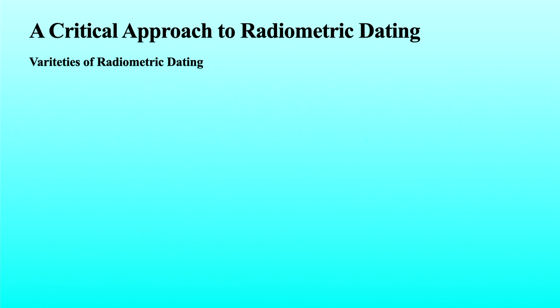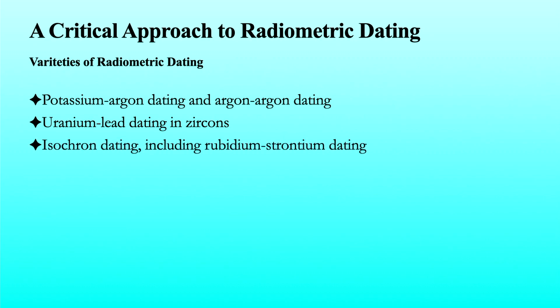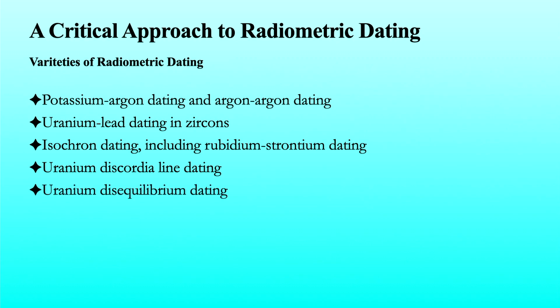The varieties of radiometric dating are potassium-argon dating and argon-argon dating, uranium-lead dating and zircons, and isochron datings, and so you'll notice that those are three of the topics we'll be talking about. There's uranium discordia-line dating, there's uranium disequilibrium dating, which again we'll talk briefly on. There's carbon-14 dating, yes. I'm not going to talk about that because I have another talk this afternoon that those of you who have the chance can go to. And that would just be too long.